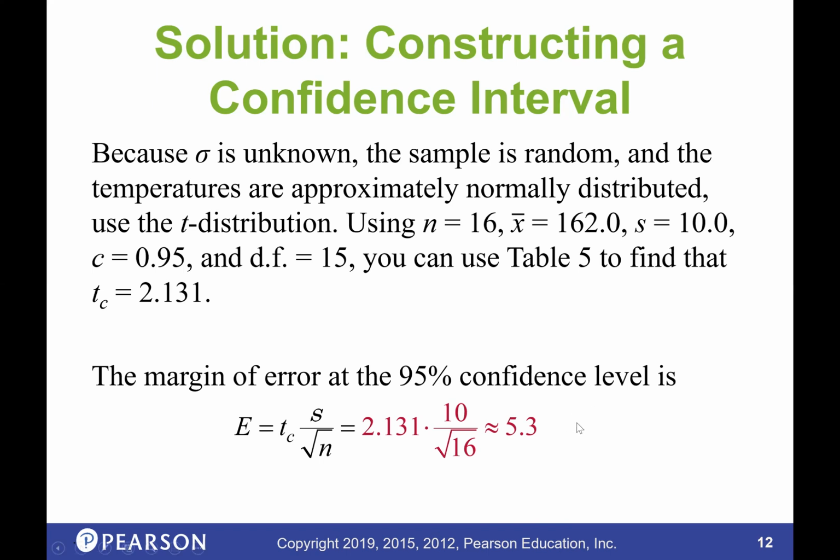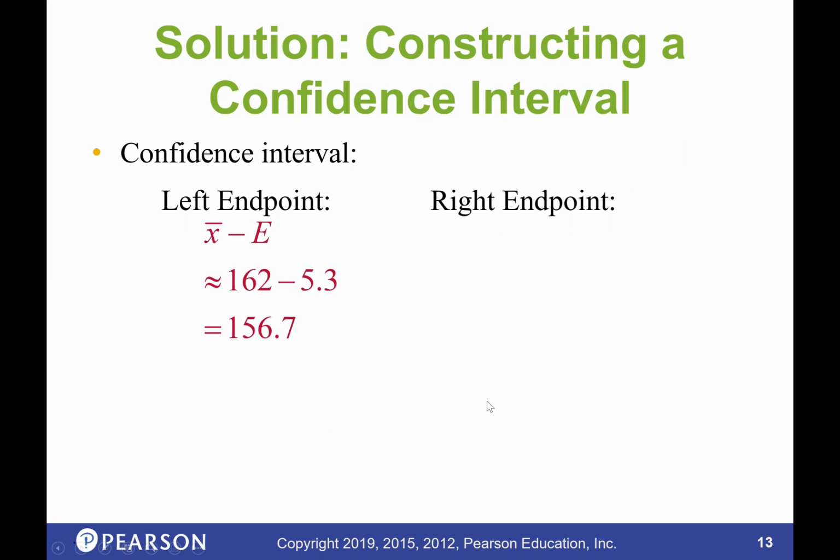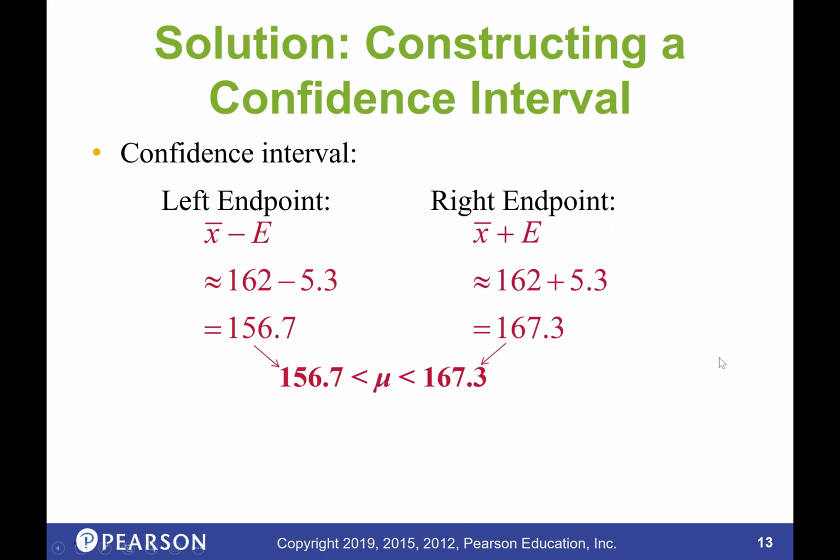Okay, and now I think I've got what I need, because the next step is just to add and subtract to my average. So I need 162 minus 5.3 and 162 plus 5.3, and with 95% confidence, there's what I have.